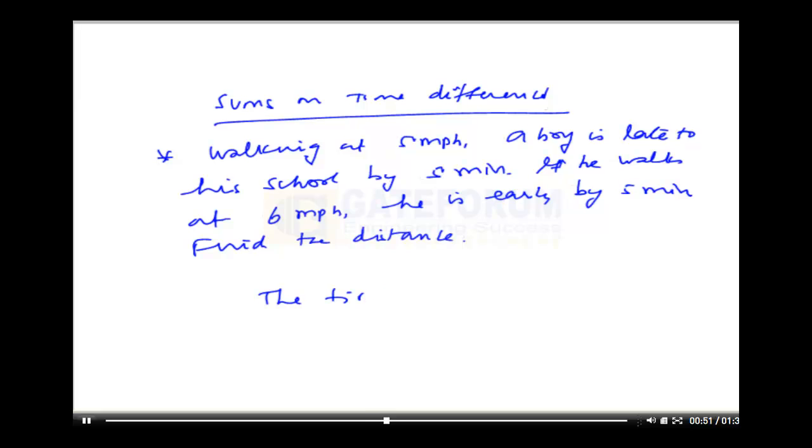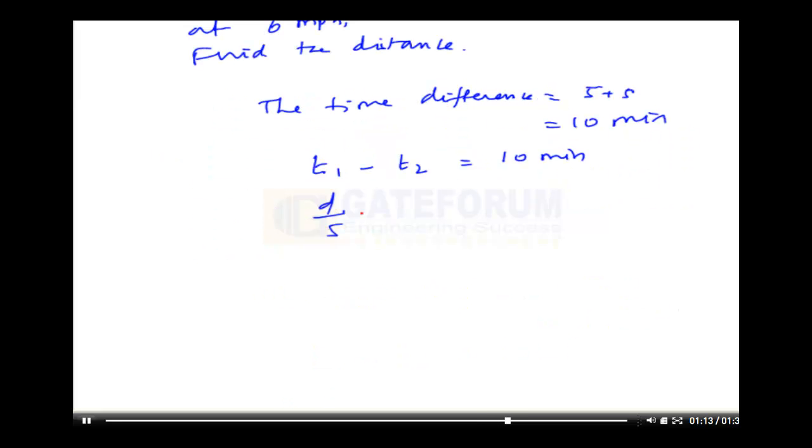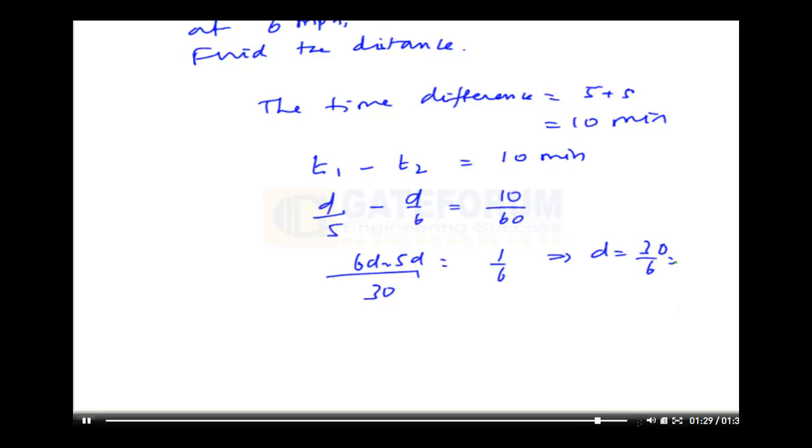The time difference is 5 plus 5, 10 minutes. 5 minutes late to 5 minutes early becomes 10 minutes. So, the time taken in the first mode of travel minus the second is 10 minutes. Time is distance by speed: d by 5 minus d by 6 equals 10 minutes, converted into hours by dividing by 60, because speeds are given in miles per hour. That is 6d minus 5d by 30 equals 1 by 6, so we get distance is equal to 30 by 6, 5 miles.